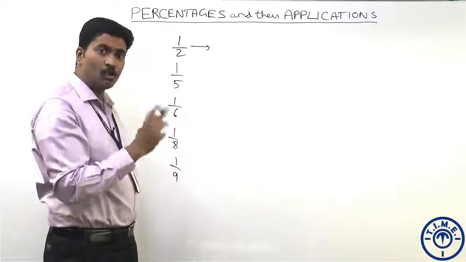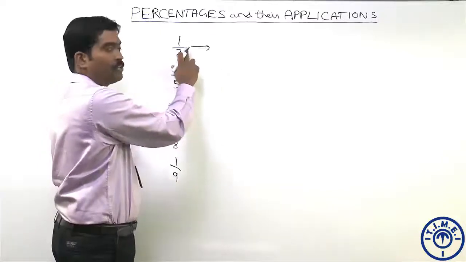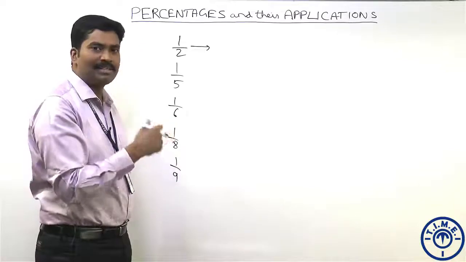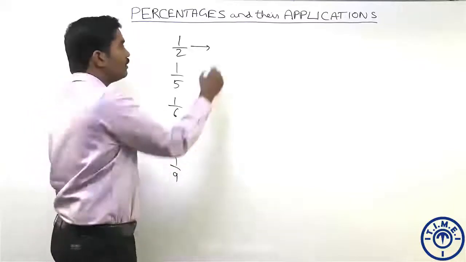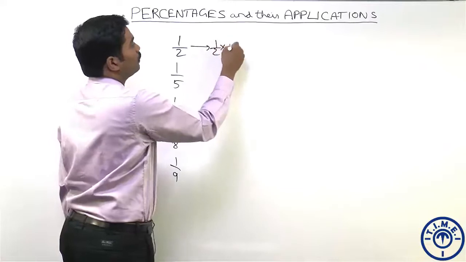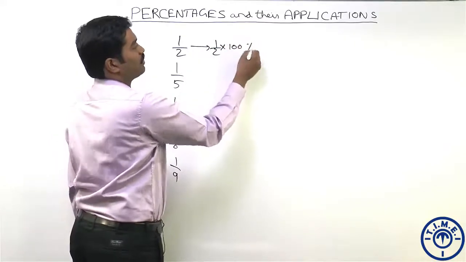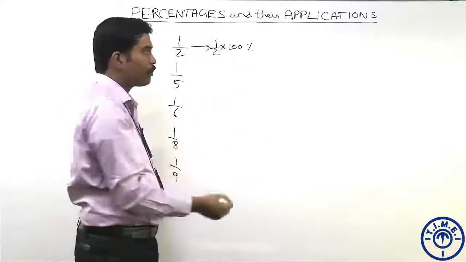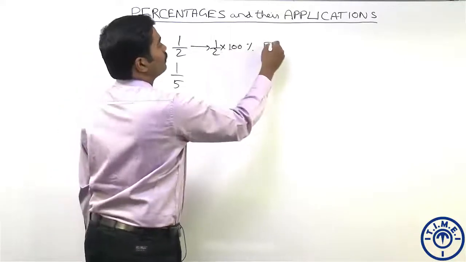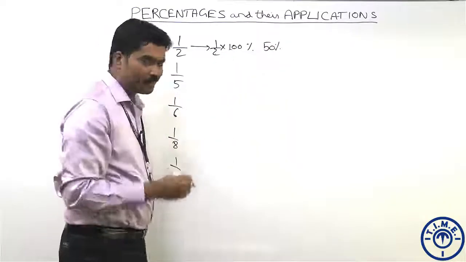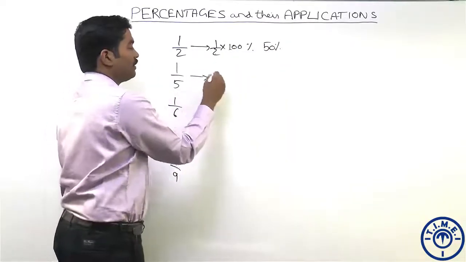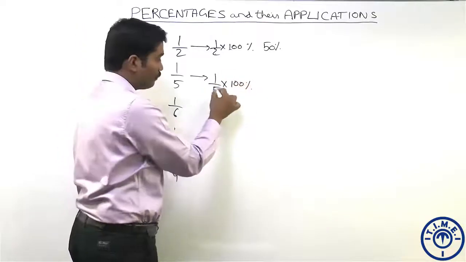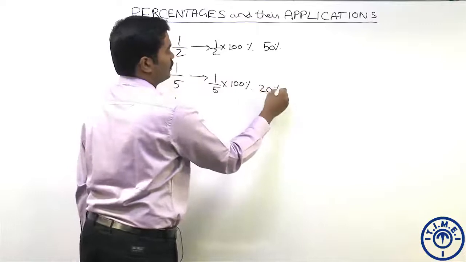We can do it in two ways. One, converting the denominator to 100 by multiplying 2 by 50, or alternately just multiplying it by 100%. So 1 by 2 into 100%. Now as we've learnt, percent is by 100, 100 by 100, which is 1. So there's no problem. 2 50s, 1 by 2 is 50%. Similarly, 1 by 5 is 1 by 5 into 100%. What is that? 5 20s are 20%.